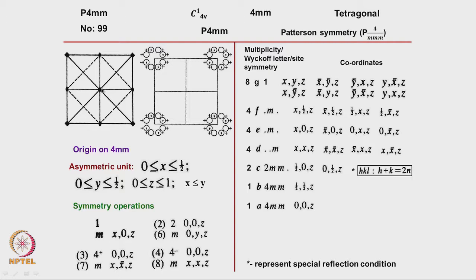Then at the center of this unit cell also, this is another special point where symmetry elements are meeting.